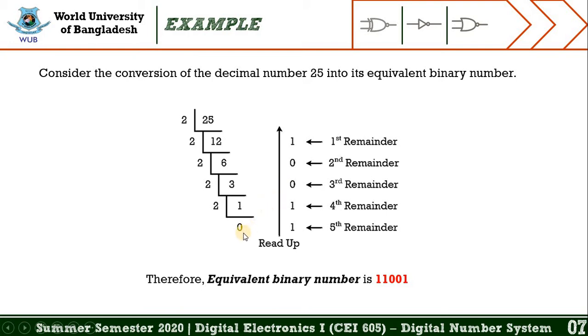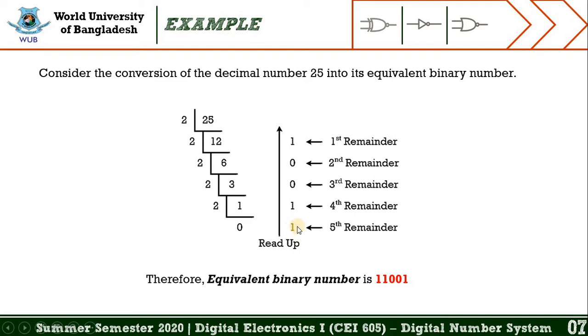Well, and the last portion, 1 is also divided by 2, and in this situation we don't get any quotient because 1 is smaller than 2, and 1 is the remainder, which is symbolized by the fifth remainder, and we already get our equivalent binary number. And if you see in this problem, the arrow sign is headed from bottom to up, and it represents that we need to read the equivalent number from the bottom to the top.